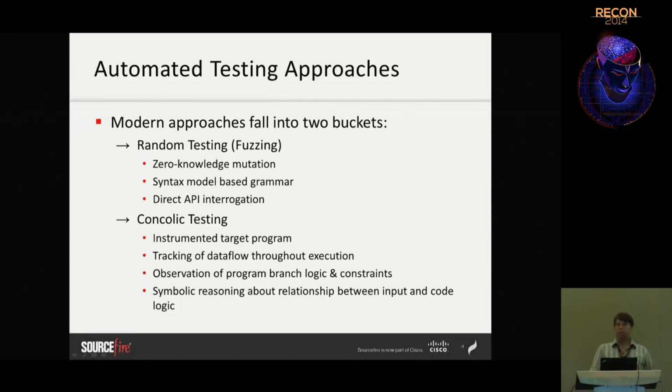But what we're really interested in today is something called concolic testing. And that is the system that is designed around observation, translation, and mutation of the branch logic and constraints that are executed during the first round of parsing an input.